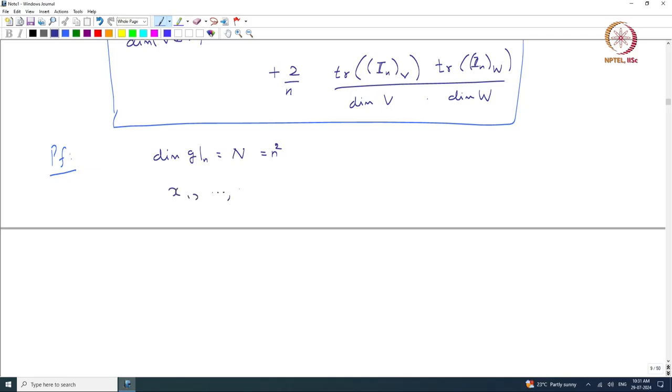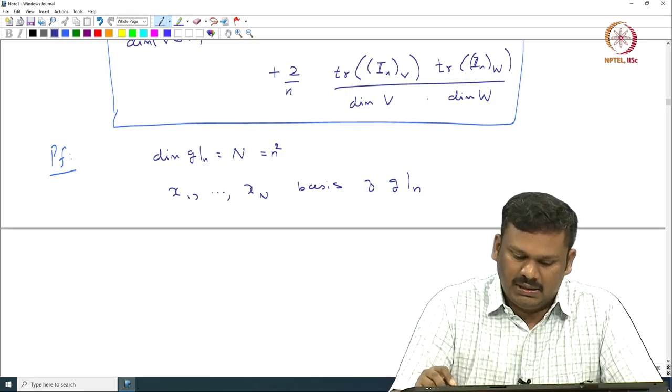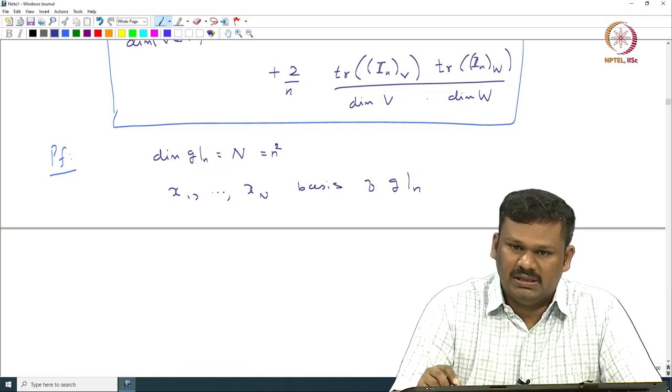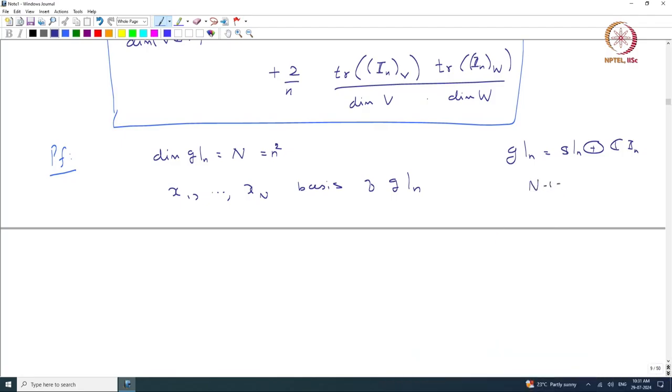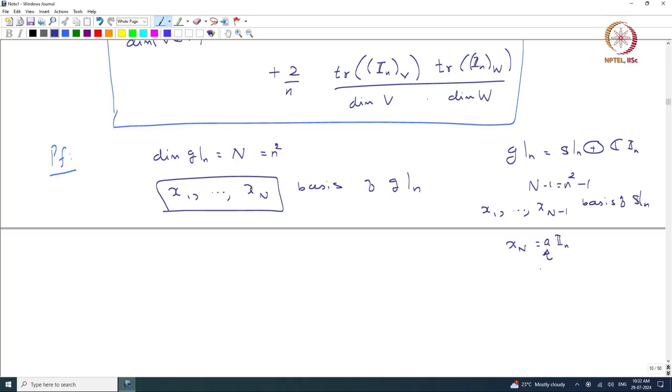So we have a basis of GLN. We choose this basis in such a way that the first capital N minus 1 elements correspond to a basis of SLN. We know that GLN is SLN direct sum this identity matrix. So we choose the basis so that these N minus 1 elements become a basis of SLN, and then you set XN to be some multiple of the identity. We will choose the scalar carefully later.